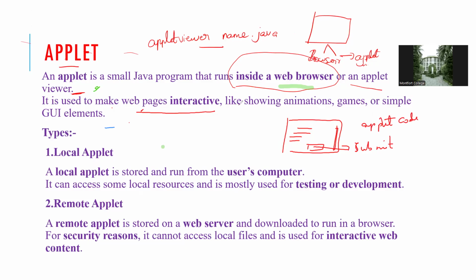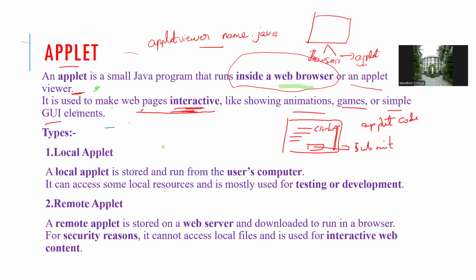So the statement says that it is used to make web pages interactive. So how is it interactive? Because we are going to communicate with the server by using these buttons. And sometimes you might have seen "click here" like that. If you click that, it will direct to some other page. So we are communicating with the system by using what? Applet code.